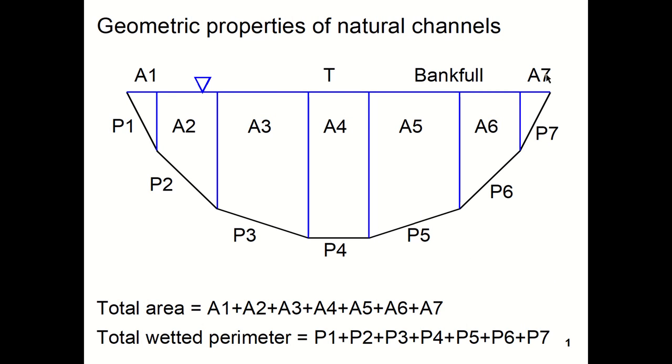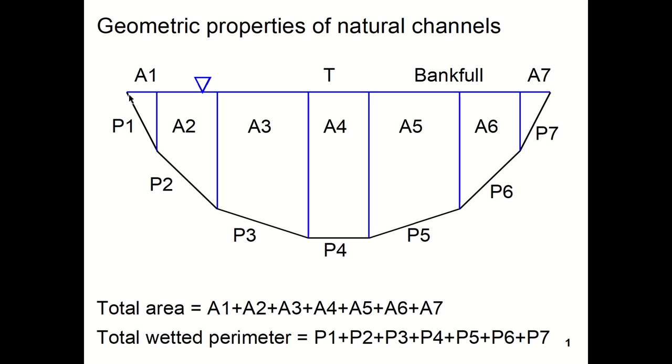In order to compute the properties for the natural channel for classification, you have to be able to determine the wetted perimeter and the total area. This slide shows a bankful cross-section at a riffle which has been split up into 7 smaller areas and 7 wetted perimeters. The total area, a combination of triangles, rectangles, and trapezoids, is simply the sum of the total areas of each of the subsections.